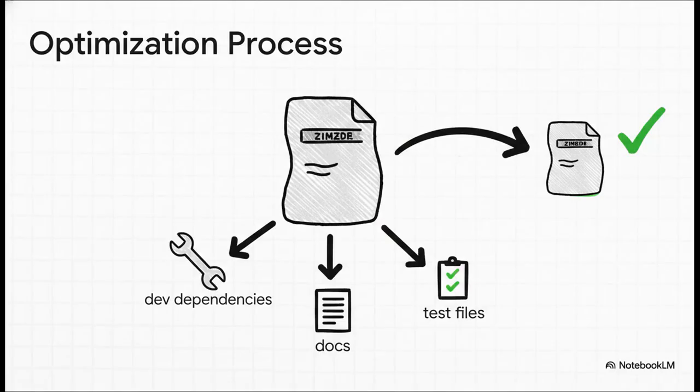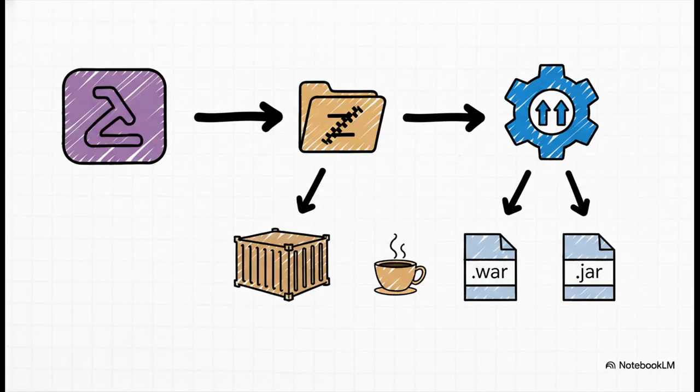So what happens if you hit that 50 megabyte upload limit for a Lambda function? Don't panic. Here is your checklist. You need to hunt down and remove any dev dependencies, documentation, and test files. None of that stuff belongs in a production artifact, and getting rid of it is the absolute fastest way to shrink your package size.